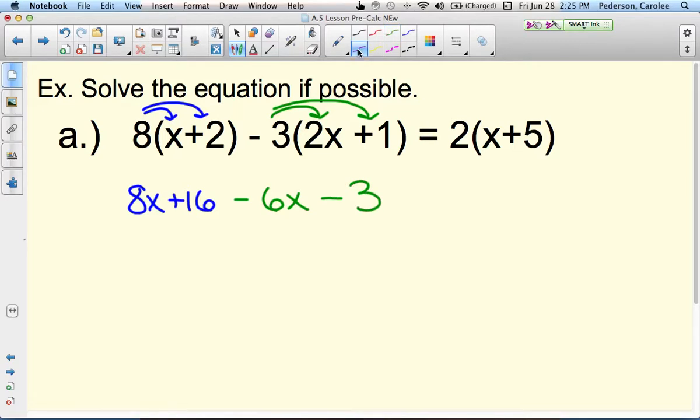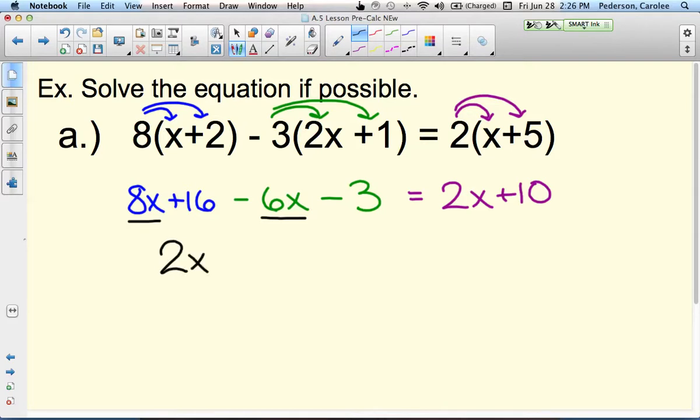Then on the right side of the equal sign, multiply both terms in the parentheses by 2. So 2x times 10. Now let's do some combining of like terms. So I have a like term with 8x minus 6x is 2x. And then I have a like term with 16 and 3. 16 minus 3 is positive 13. And then I still have that 2x plus 10 on the right.